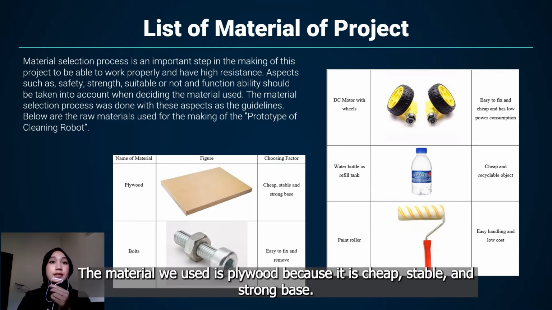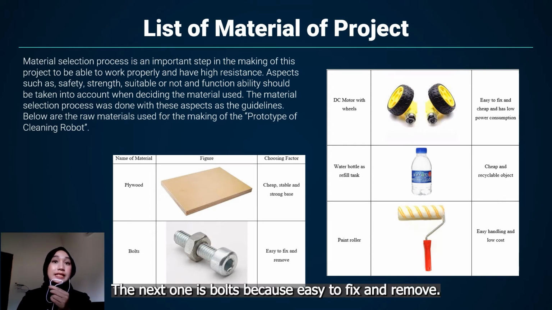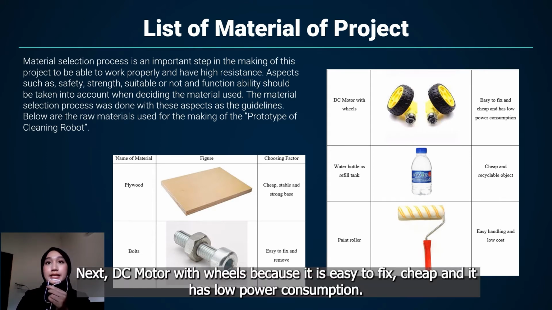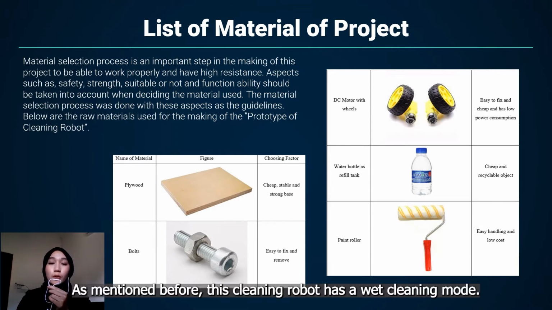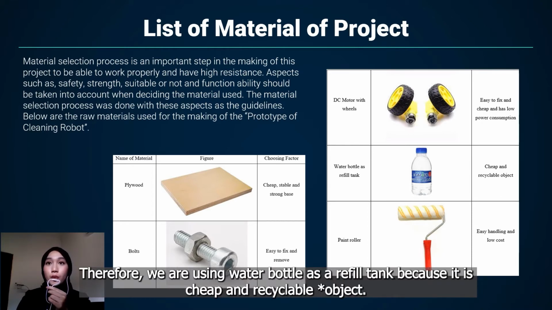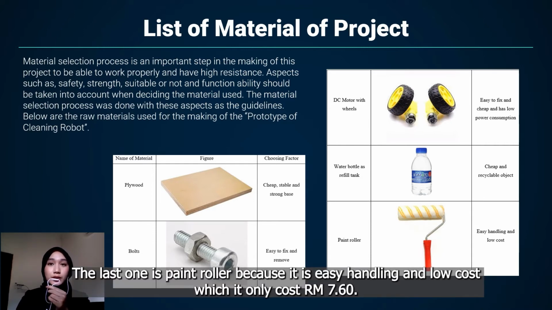And the material we used is plywood, which is cheap and stable, and it has a strong base. The next one is bolts, which are easy to fix and remove. The next one is the DC motor with wheels, which is easy to fix and cheap, and it has low power consumption. The next one is a bottle as a refill tank. As we know, our robot has a function for wet cleaning. Therefore, we've been using this bottle because it is cheap and recyclable. And the last one is the paint roller, which is easy to handle and low cost. It only costs one ringgit and 90 cents.